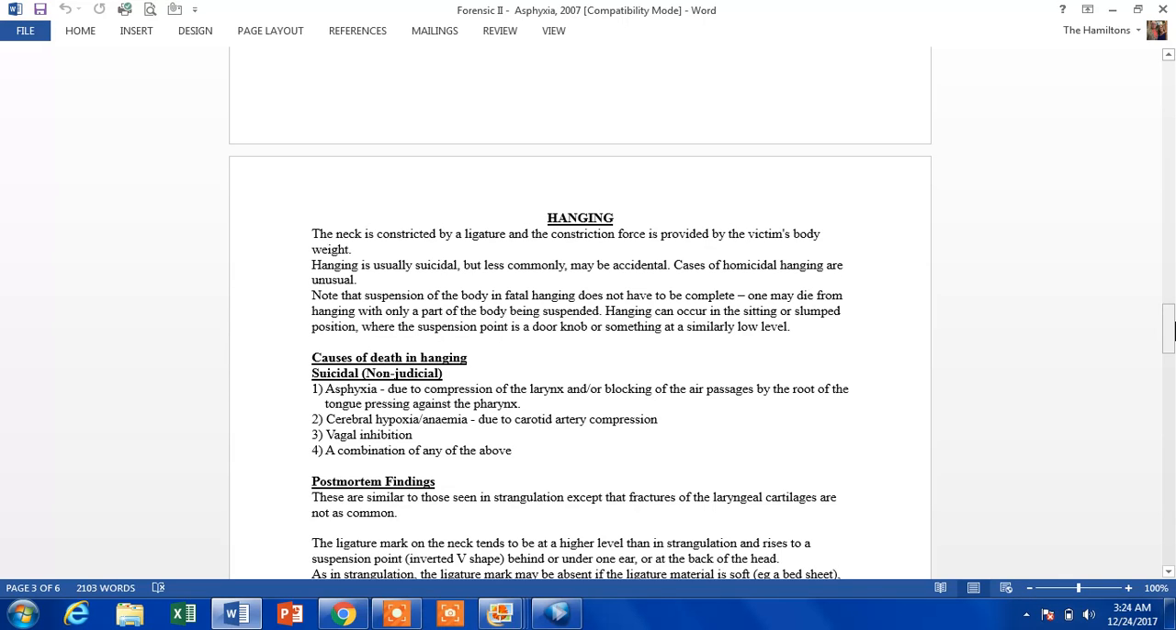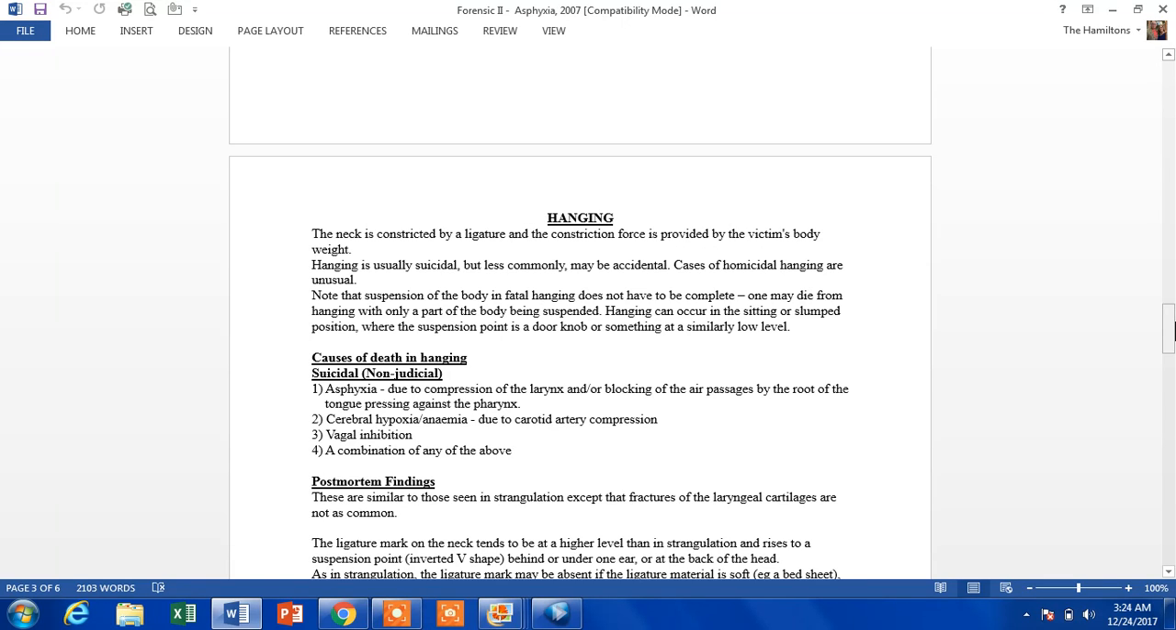Causes of death in hanging: suicidal, non-judicial. Number 1, asphyxia, due to compression of the larynx and or blocking of the air passages by the root of the tongue pressing against the pharynx. 2, cerebral hypoxia or anemia, due to carotid artery compression. 3, vagal inhibition. 4, a combination of any of the above.